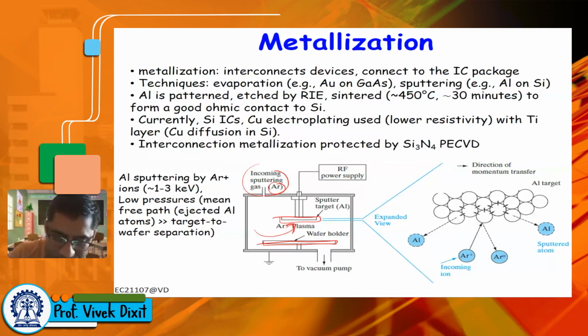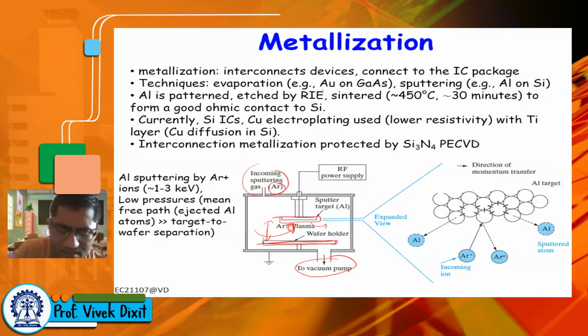And once these argon ions hit the surface, these metals are knocked out, and then they will deposit on the wafer, right? But when these metal atoms are knocked out, they will move randomly. So what is done basically, a low pressure is maintained, so that their mean free path is longer compared to the gap between the wafer and the source, right? So that they basically deposit on the wafer.